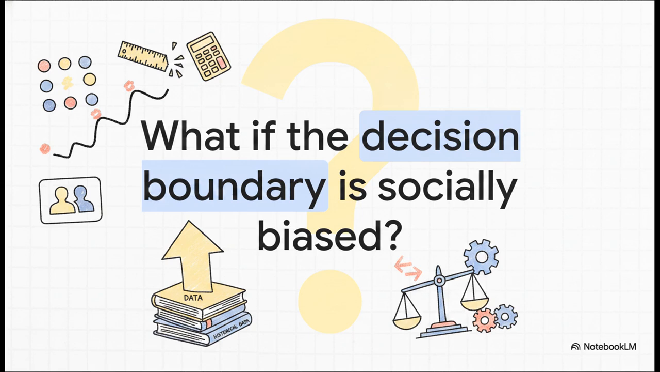Okay, so we've mastered the math, the boundaries, and the evaluation metrics, but here is a profound, urgent question that every single data scientist absolutely must consider. What if the mathematically perfect decision boundary is actually socially biased? Remember, supervised learning relies entirely on historical training data. If that historical data contains embedded human prejudices, your beautifully coded SVM will just obediently draw a highly accurate boundary around those exact prejudices. It's effectively automating and scaling inequality.